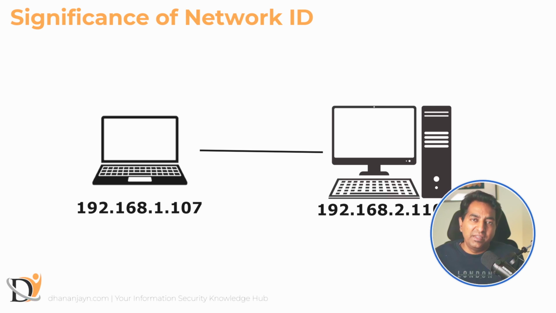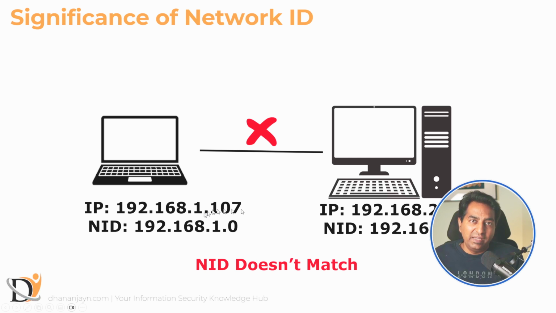Moving to the next example, here the IP address of the first computer is 192.168.1.107, whereas the IP address of the second computer is 192.168.2.110. Now, if I calculate the network ID, it is class C, so the last field has been made 0 here as well as in the second computer. But if I see the address, it is 192.168.1.0 and 192.168.2.0, which makes them different. Even if both the computers are class C, their network ID is not the same. That is the reason I cannot connect these two computers directly.